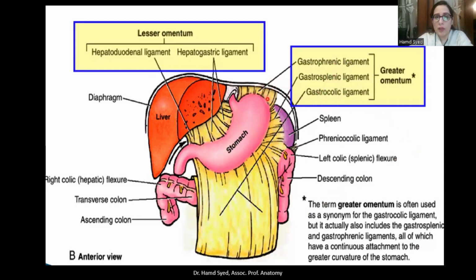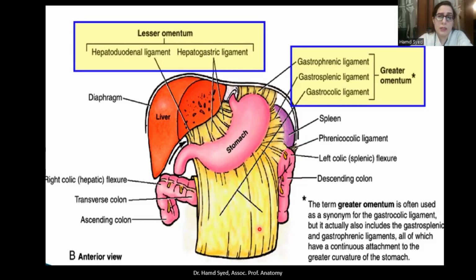The gastrophrenic ligament is the one which passes from the uppermost area of greater curvature of stomach to the diaphragm. Then comes the gastrosplenic ligament, which passes from the greater curvature of stomach to the hilar region of the spleen, which I just talked about. Then the lowermost part of greater omentum is the gastrocolic part, which is known as gastrocolic ligament.